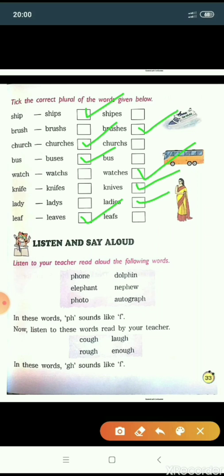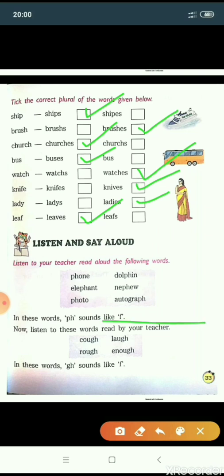Now listen to these words read by your teacher. Cough, laugh, rough, enough. In these words, GH sounds like F. Cough, laugh, rough, enough.